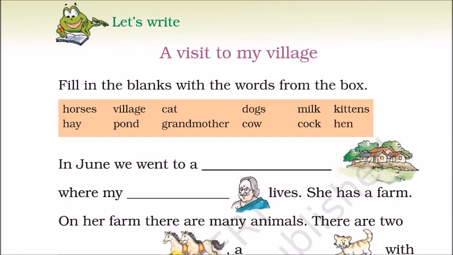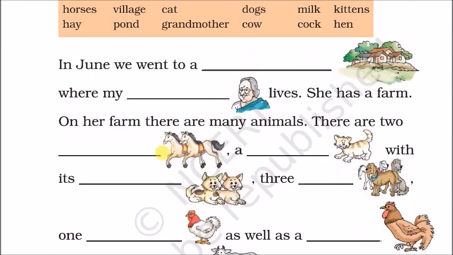There are two. What is this? Come on, tell me. This is a horse. ये एक घोड़ा है. There are two horses and a. What is this? This is a cat. And there are two horses, a cat with its kittens. यहाँ पे kitten हो सकता है. With its kittens.